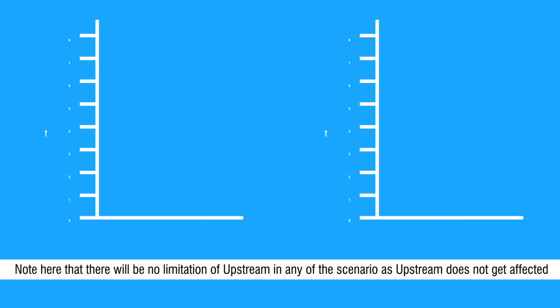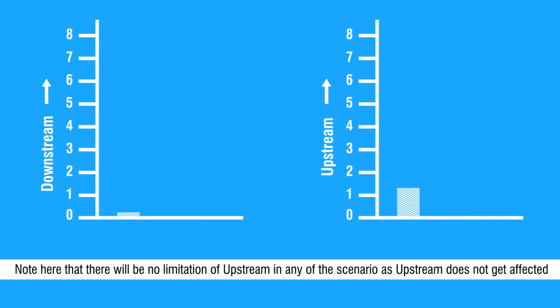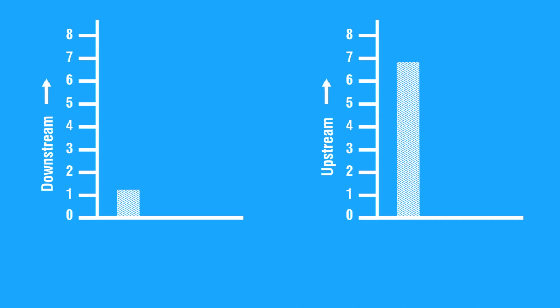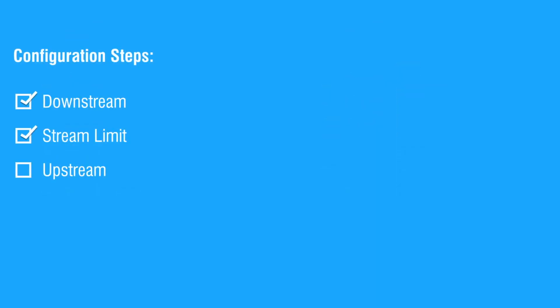Note here that there will be no limitation of upstream in any scenario, as upstream does not get affected when user watches the cameras on TV monitor connected with the device. This completes all the parameters.